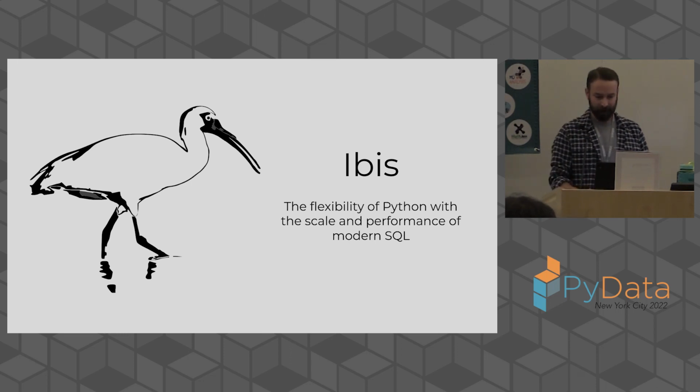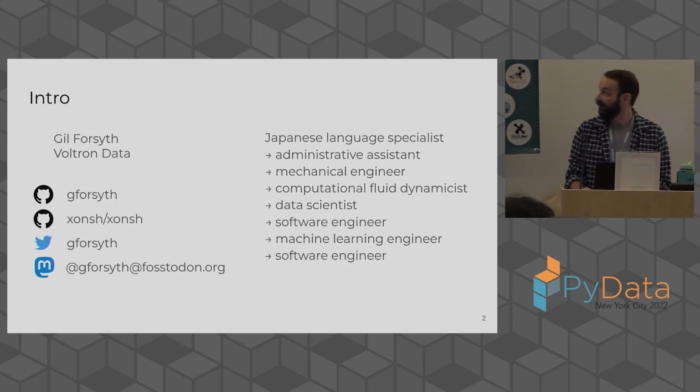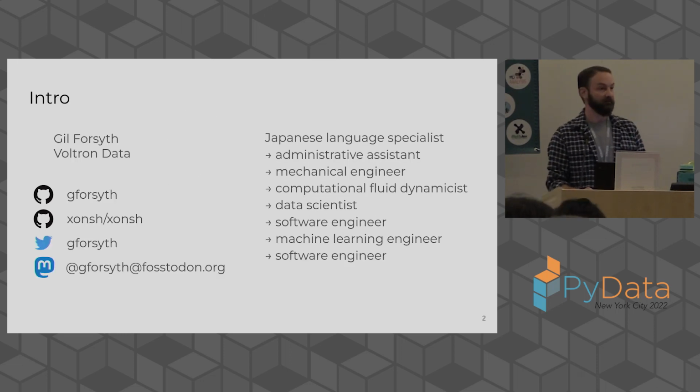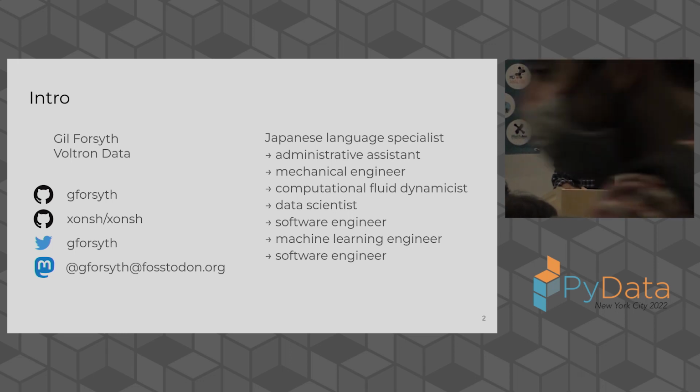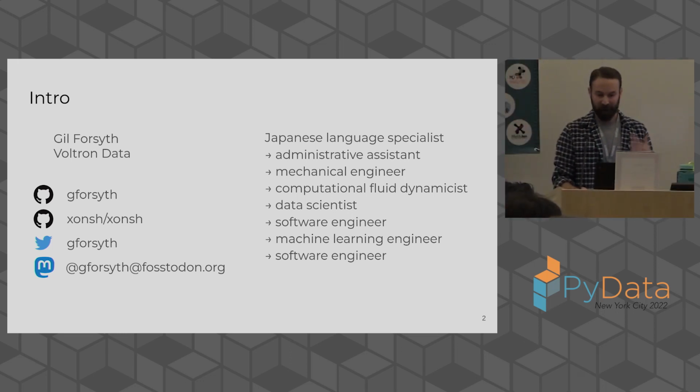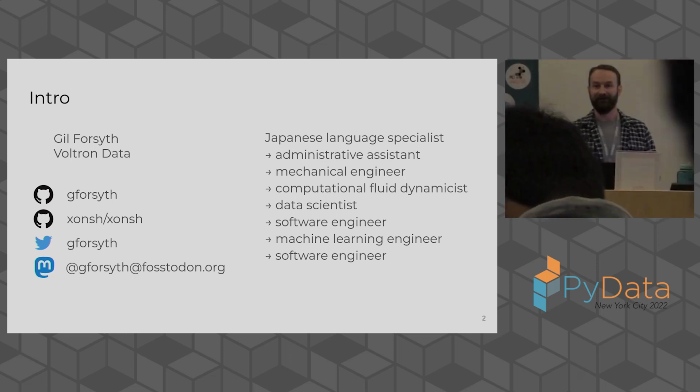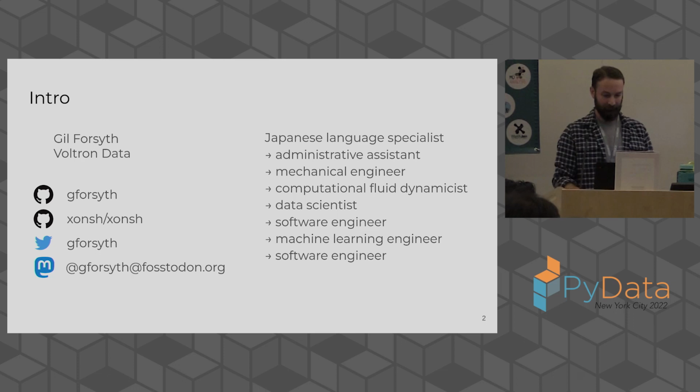So I'm going to talk about Ibis really quick, just a little about me. My name is Gil Forsyth. I work at Voltron Data. On the left are the places you can find me on the internet. And on the right are some things I've done, which I've just included here to say that if you're thinking about making a change and you aren't sure if you can, you definitely can.